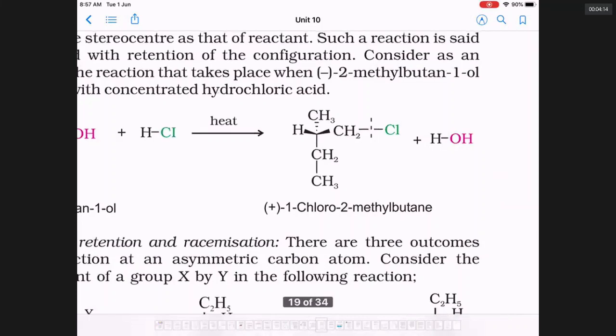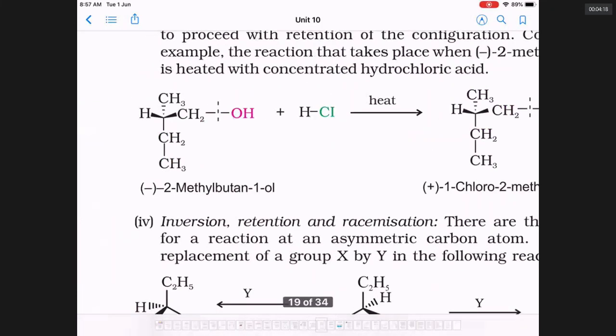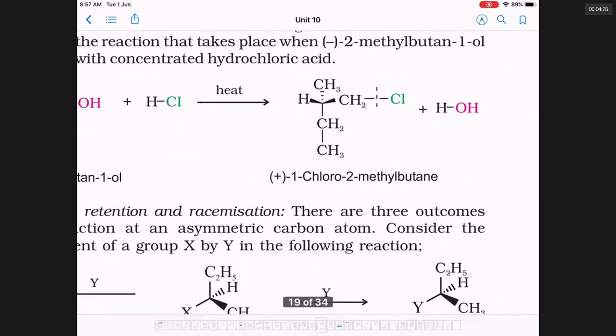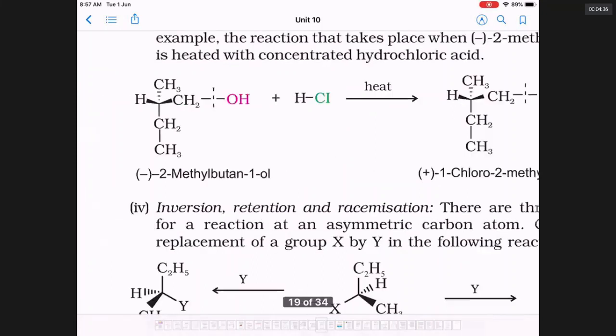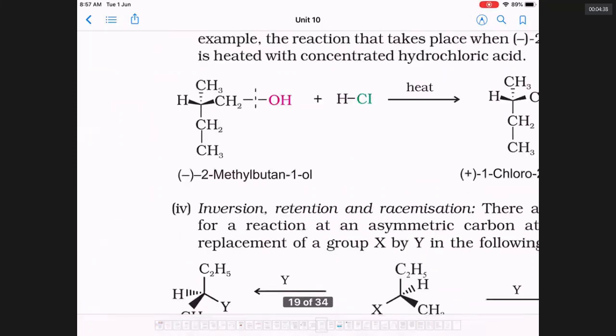Can you see? In the reactant, you can see the nucleophile, the OH minus, on the right side. The CH3, hydrogen, and ethyl are arranged like this. Here, the Cl has come in the place of OH. No change there, only OH became Cl. No change in methyl, hydrogen, methyl. The configuration of starting material and the product are both the same.